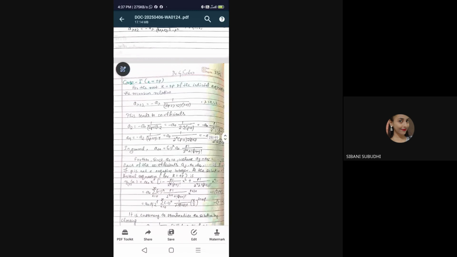And the solution of Bessel equation for k is equal to plus p is y plus is equal to a0 x to the power p [1 minus p factorial by 2 square 2 to the power 2 square 1 factorial multiplied by (p plus 1) factorial, whole multiplied by x square, plus p factorial by 2 to the power 4 multiplied by 2 factorial multiplied by (p plus 2) factorial, whole multiplied by x to the power 4], and the general expression will be a0 p factorial 2 to the power p summation n is equal to 0 to infinity minus 1 to the power n, 1 by n factorial multiplied by (n plus p) factorial, whole multiplied by (x by 2) to the power 2n plus p.